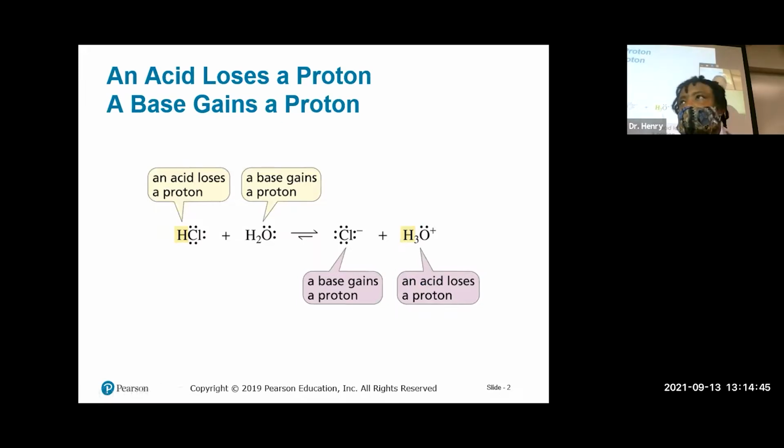Okay, so when we talk about an acid, we always talk about an acid as being a proton donor. So an acid loses a proton. Bases are going to gain a proton. So right here, HCl is an acid. It's going to be losing its proton and donating it to the water. When it donates to the water, this becomes our conjugate base, and this becomes our conjugate acid.